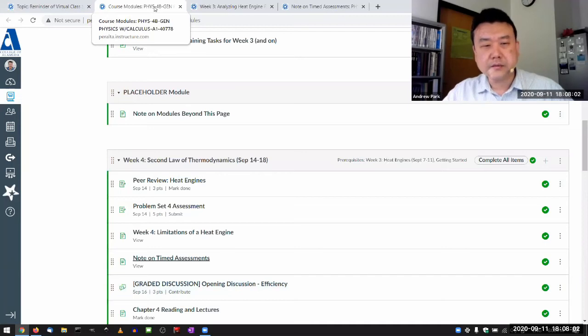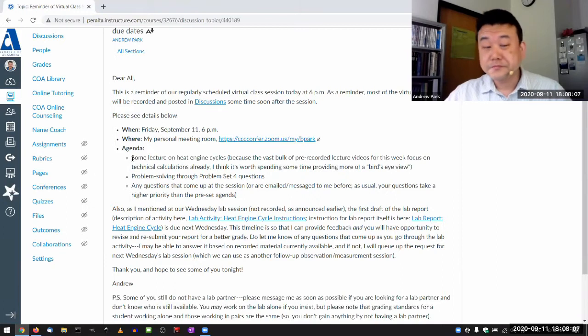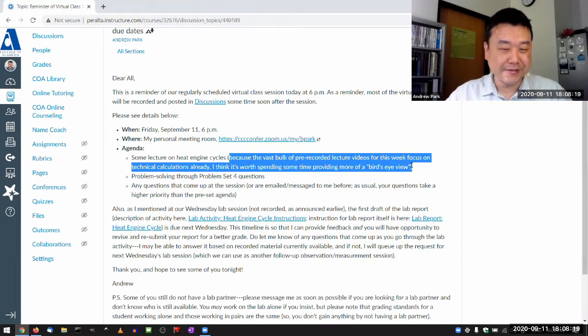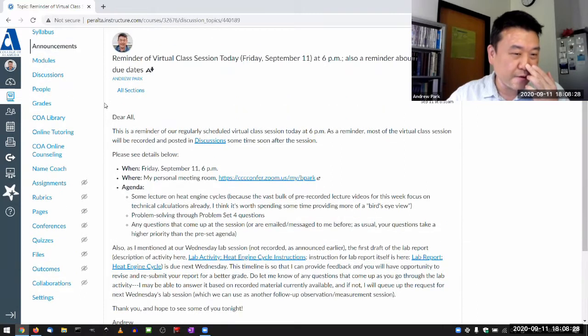Let me get started with our first agenda item, which is what I described as some lecture on heat engine cycles. I had a sense that this was needed without going into detail of exactly what it's going to be. And I guess this is what I wanted to start out with.